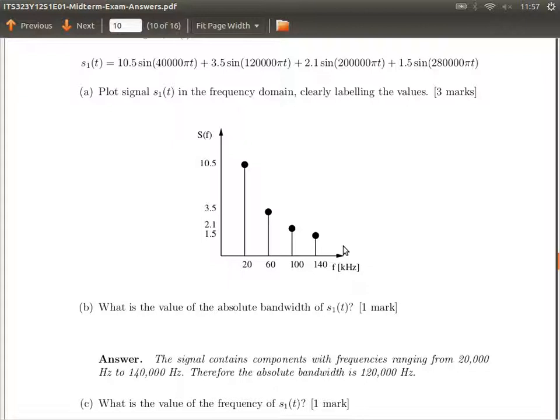What is the value of the frequency of this signal? If you check the frequencies of the components, we see that they are all integer multiples of one of those components. We have 20 kilohertz, we have 3 times 20 kilohertz, 5 times 20 kilohertz, and 7 times 20 kilohertz. In that case, the resulting signal has a frequency of 20 kilohertz. Because they're all integer multiples of one of them, that one is the fundamental frequency. The others are harmonic frequencies. So the answer is the signal frequency is 20 kilohertz. And it's only true when the other components are integer multiples of that one.